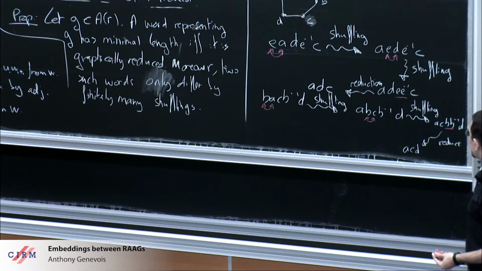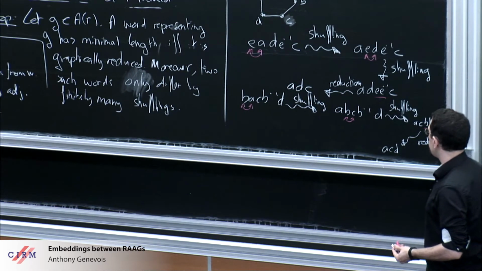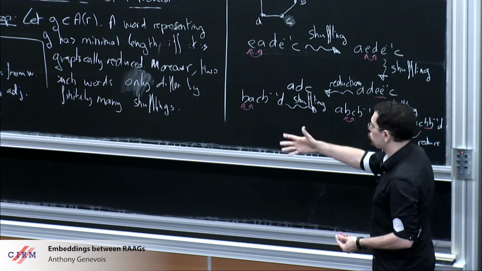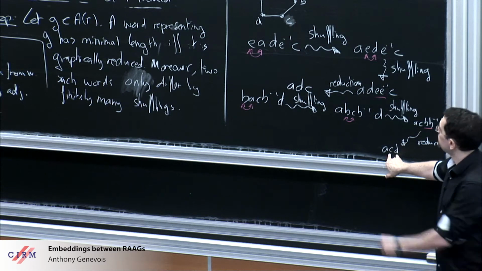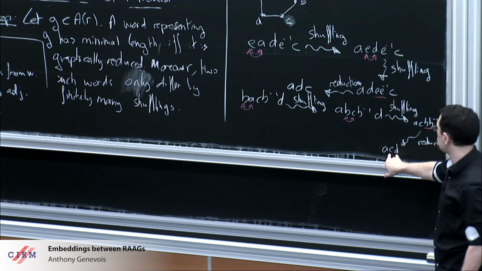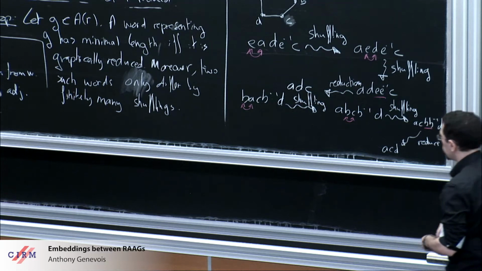Okay, so now I can compare ADC and ACD. Is it possible to pass from one to another just by applying shufflings? The answer is yes. If I switch C and D, because they are adjacent vertices, I get ADC. Same thing. Okay, so equality.